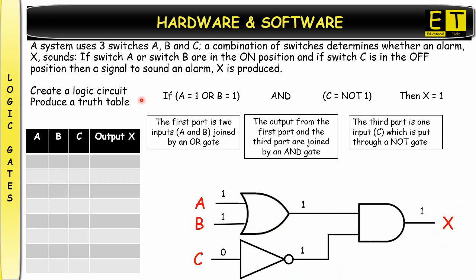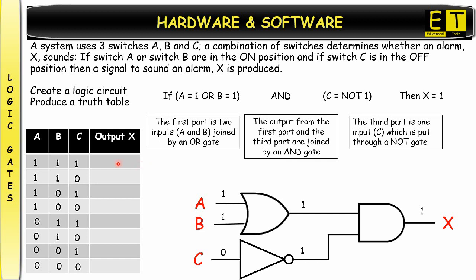Now moving on to the second part, we have to produce a truth table for this logic circuit. So to start off with, we need all the possible input combinations. So we can have 1, 1, 1, 1, 1, 0, 1, 0, 1, 1, 0, 0, 0, 1, 1, 0, 1, 0, 0, 0, 1, and 0, 0, 0. These are all the possible input combinations that we can have.